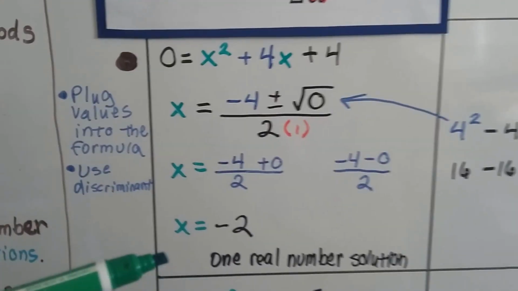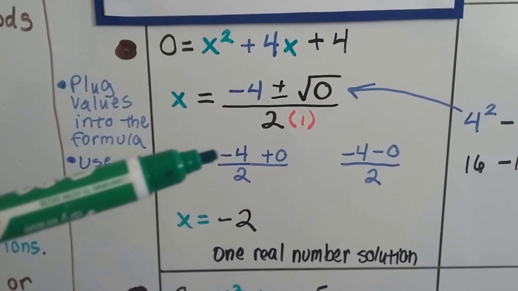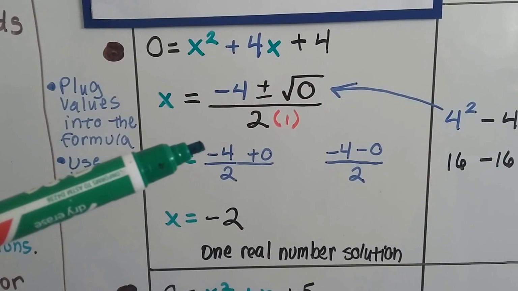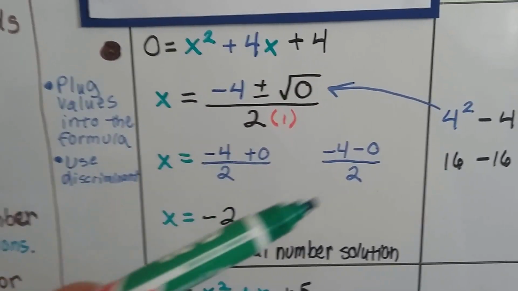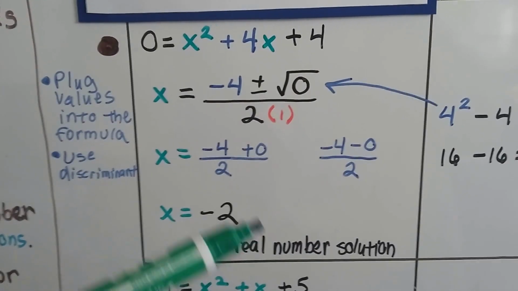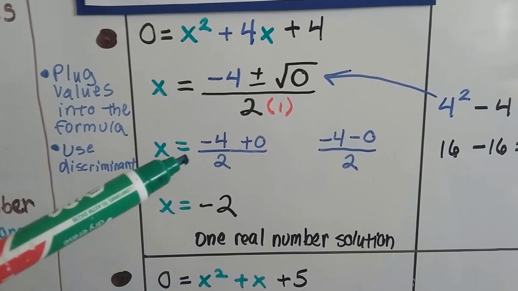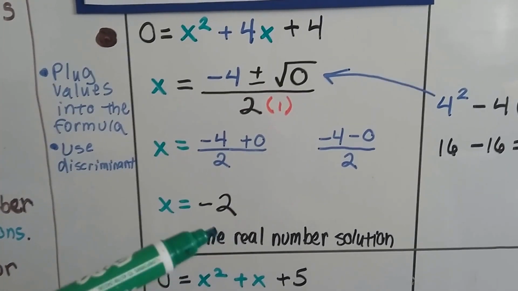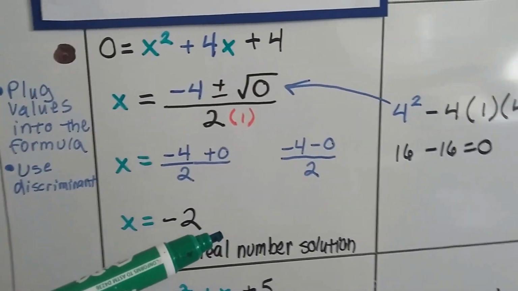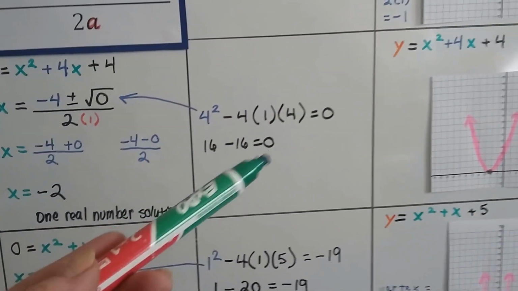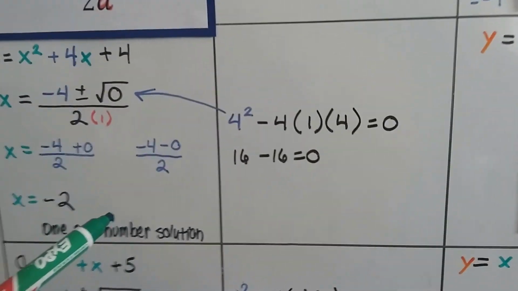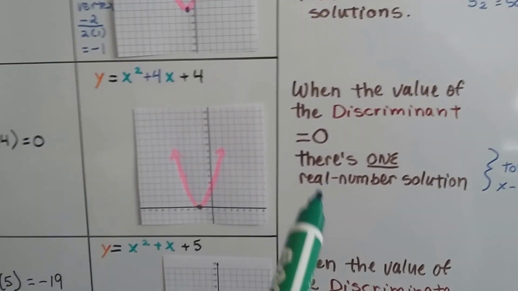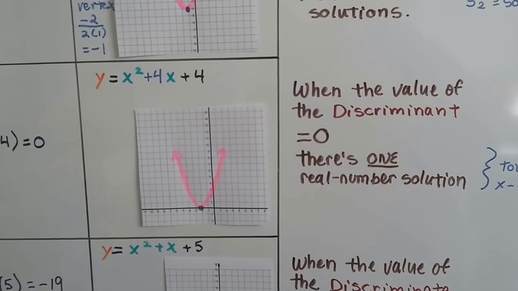So now, when we go to simplify this, we get negative 4 plus or minus the square root of 0. So we get negative 4 plus 0, negative 4 minus 0, which doesn't matter. It's the same thing. Negative 4 over a 2 is a negative 2. So we have one real number solution for this one. All right? It's set to a 0. We have one real number solution. When the value of the discriminant is a 0, there's one real number solution.